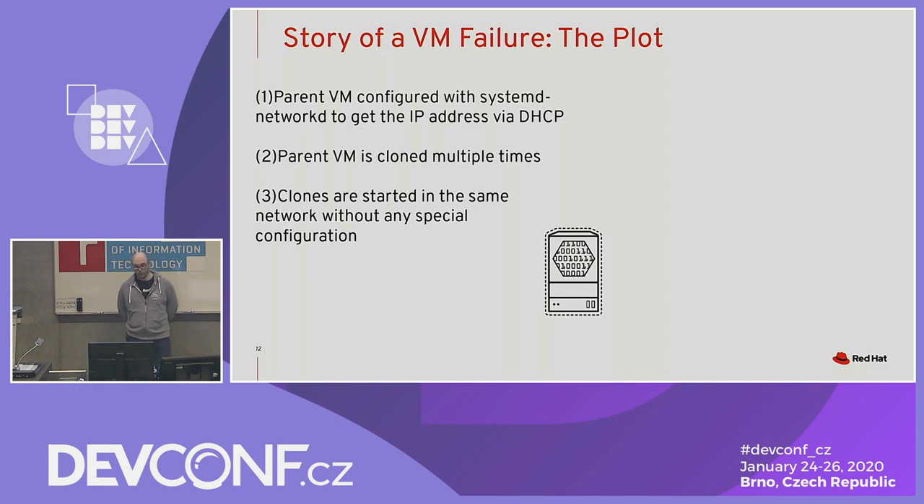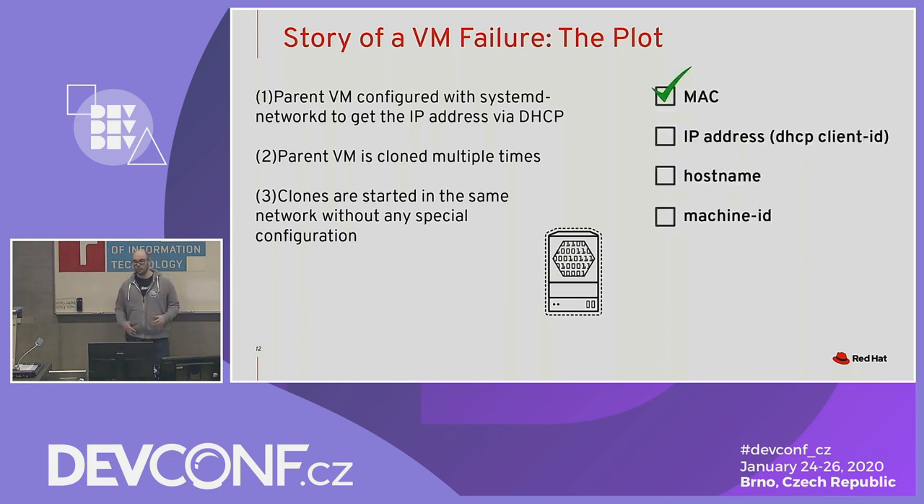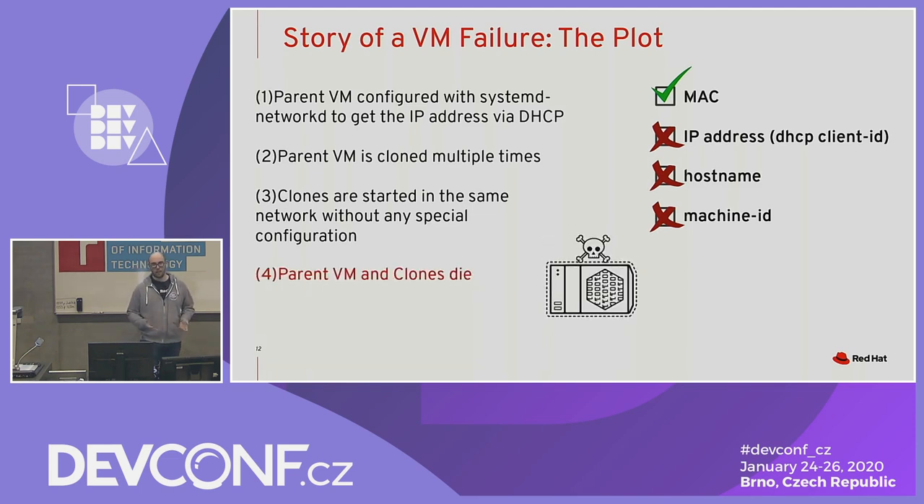What is the scenario? You have a virtual machine that is configured, in this case, with systemd-networkd, and this is configured to get the IP address from a DHCP server. You make multiple clones of that, and you start the clones in the same network without doing any special configuration. As we have seen, the MAC is taken care of by the cloning tool, so that's OK. But what about the DHCP client ID, the host name, and the machine ID? No one takes care of them by default. You don't know what will happen. There is no check on this. So the result will be that the parent VM and the clones will experience severe connectivity disruption.